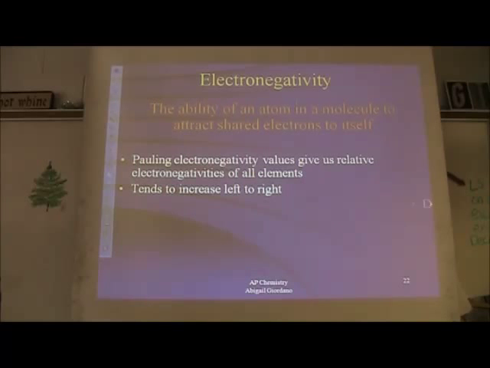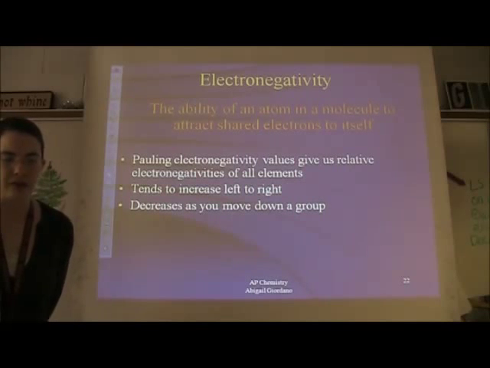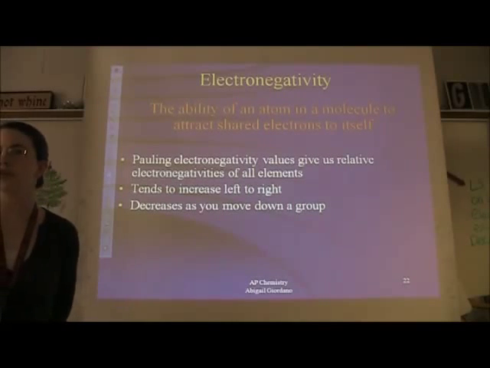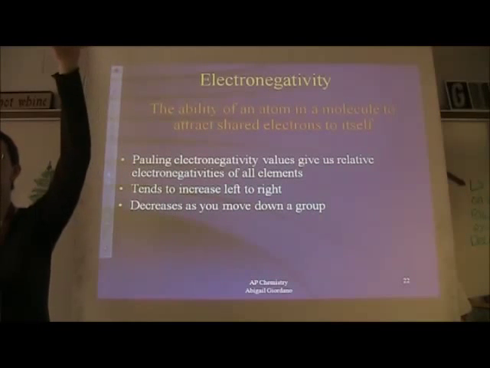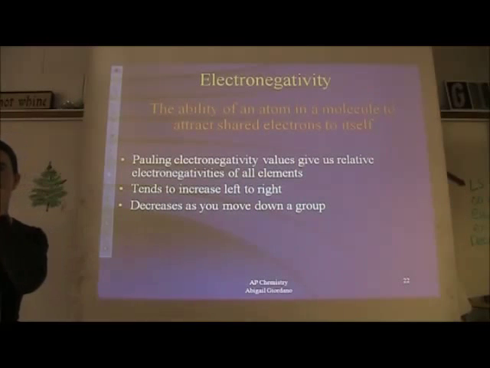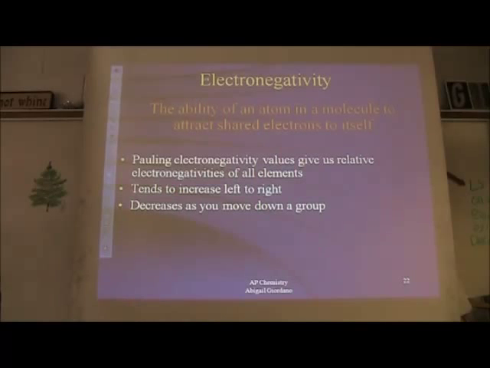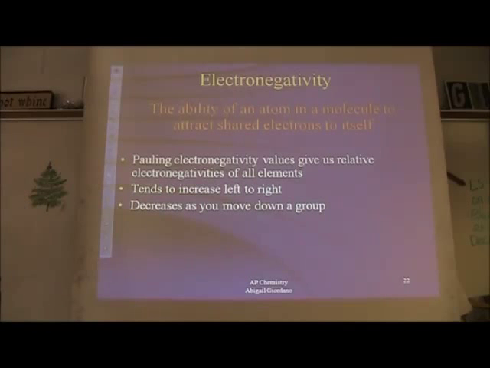Pick a column in that chart. Doesn't matter what column it is. Pick one. Please notice that the values tend to decrease as you move from top to bottom. What's the reason that anything changes from top to bottom? Yes, James? Increasing number of energy levels, which causes the effective nuclear charge to decrease or get weaker. Okay?